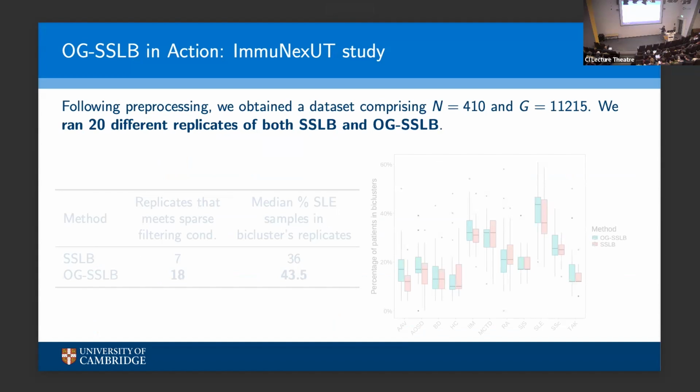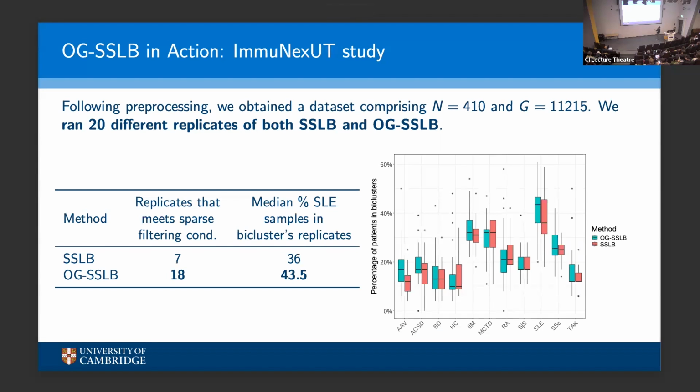So after this normalization, we have a data set with these dimensions, and we run 20 different replicates of both SSLV and OGSSLV. And these are the results. So we found that SSLV was able to capture this well-known relationship in only 7 out of 20 runs, compared to OGSSLV, which was able to capture it in almost every run, 18 out of 20 runs.